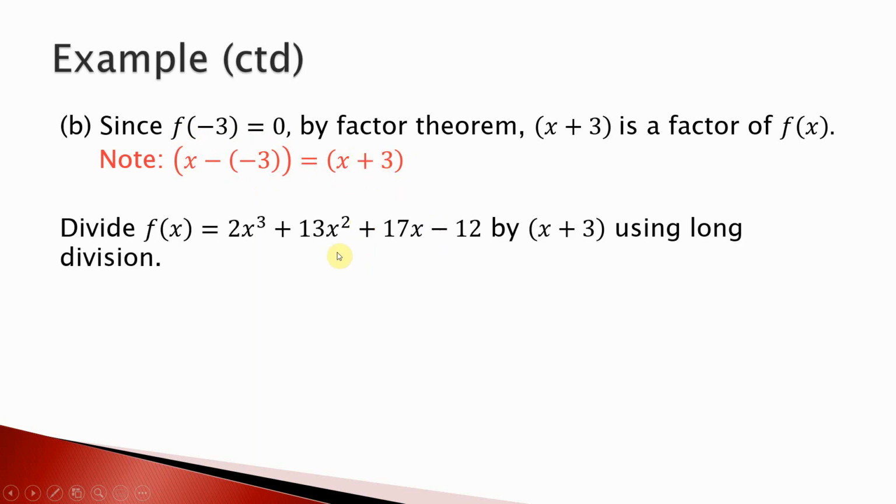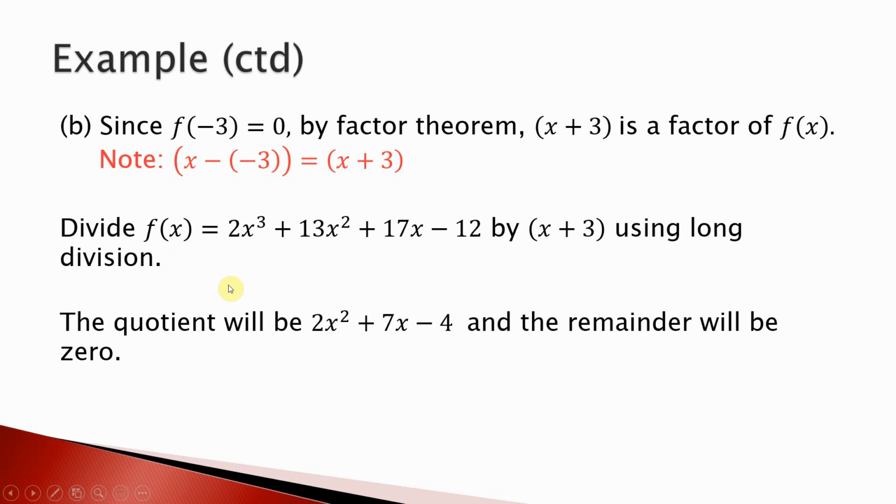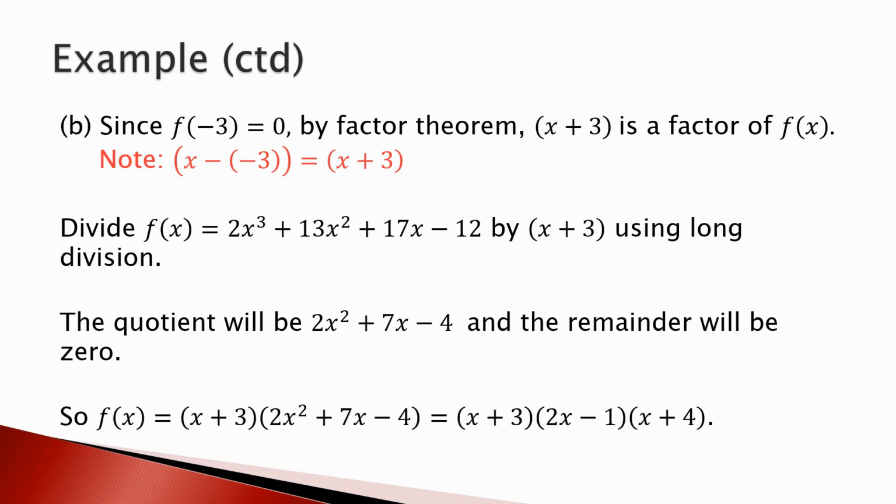So we can divide f of x by x plus 3 using long division or synthetic division if you want. If you do that, the quotient will be this and the remainder will be 0. You can do it as an exercise. When you divide by x plus 3, you get the quotient and no remainder, and you can further factor it like this.